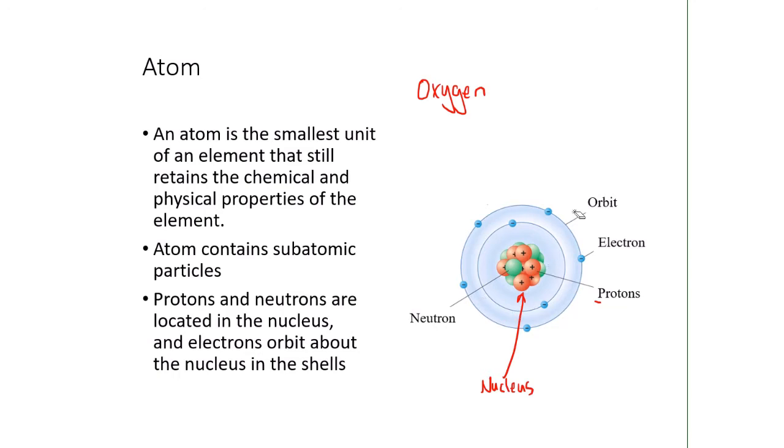Revolving around the nucleus are going to be negatively charged particles called electrons. And they would go around in various shells. The farther away they are from the nucleus, the more energy they would have. So together, the nucleus and the electrons, they make up an atom.